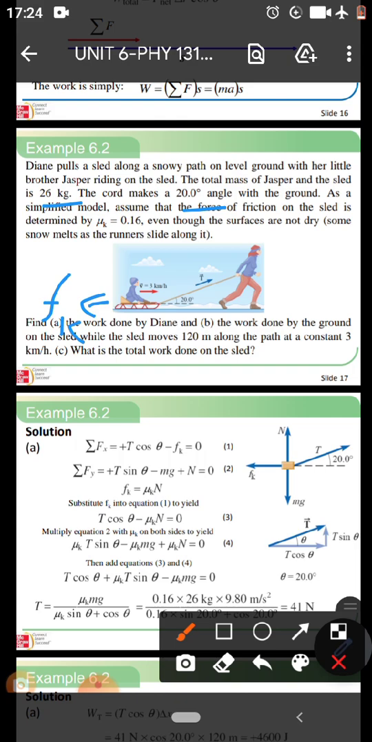Find A, the work done by Diane, and B, the work done by the ground on the sledge while the sled moves or displaces 120 meters along the path at a constant speed of 300 km per hour. What is the total work? Since the speed is constant, it means acceleration is 0. So have that in mind. Also see what is the total work done on the sled.